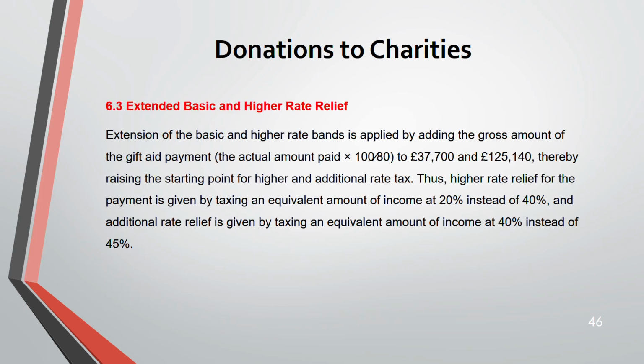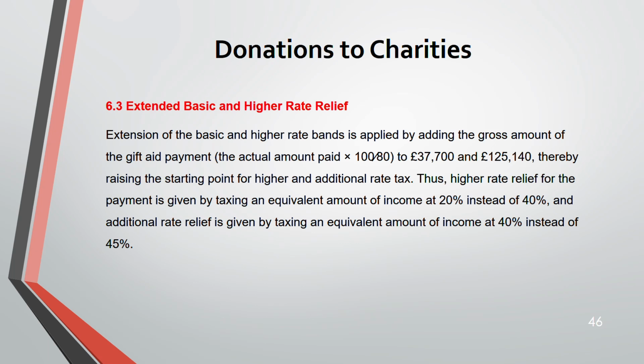So now, how do we extend? We extend the band, whether it is higher or basic, by adding the gross amount of the gift aid payment. Whatever gift aid you have made, gross it up and add it to the basic and the higher rate bands. The actual amount given to you, just multiply by 100 and divide by 80. You will get the gross amount. That amount, either you add to 37,700 to extend your basic rate band, or to 125,140 to extend the higher rate band.